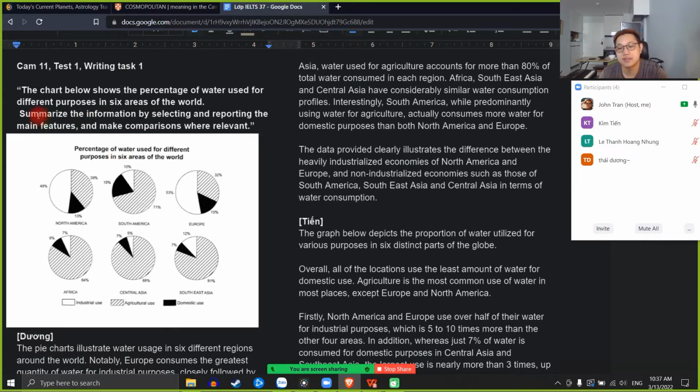And Task 1 always asks you the same thing: summarize information by selecting and reporting the main features and make comparisons where relevant.